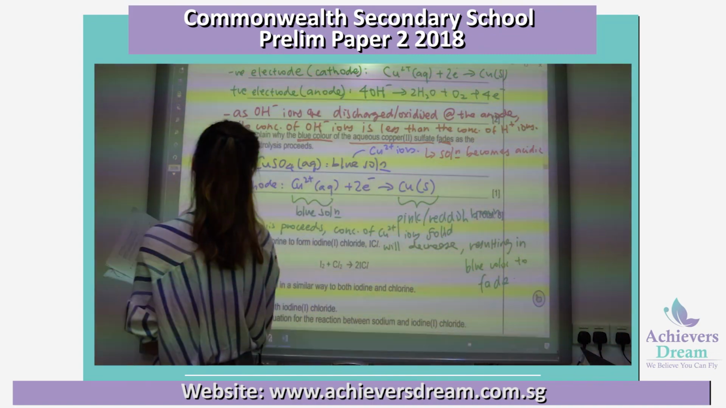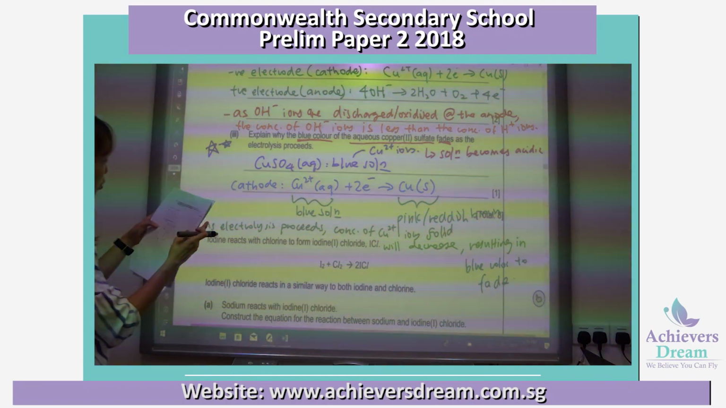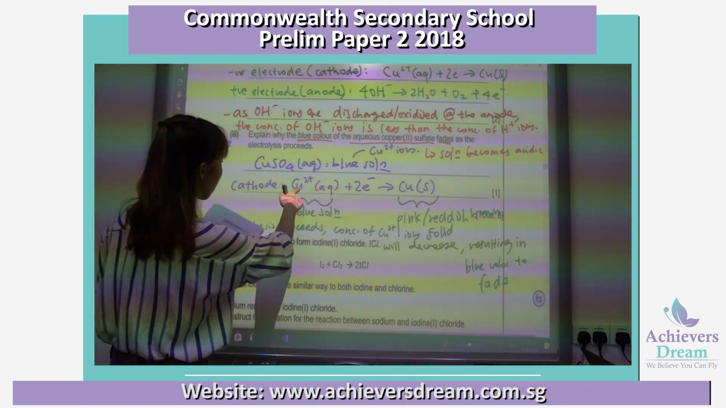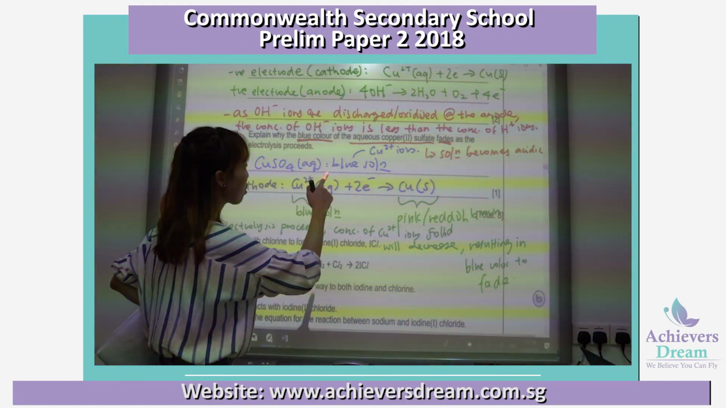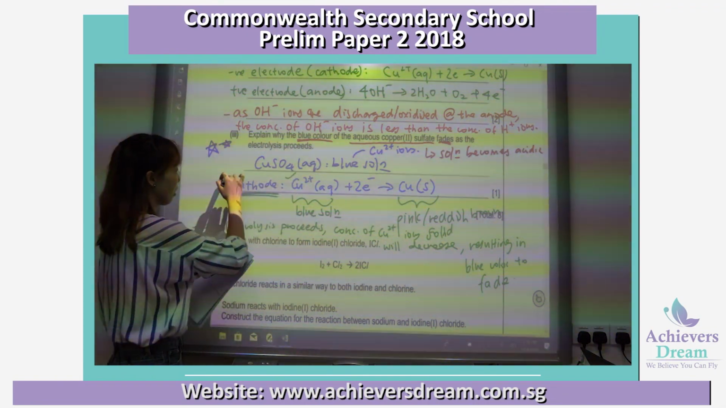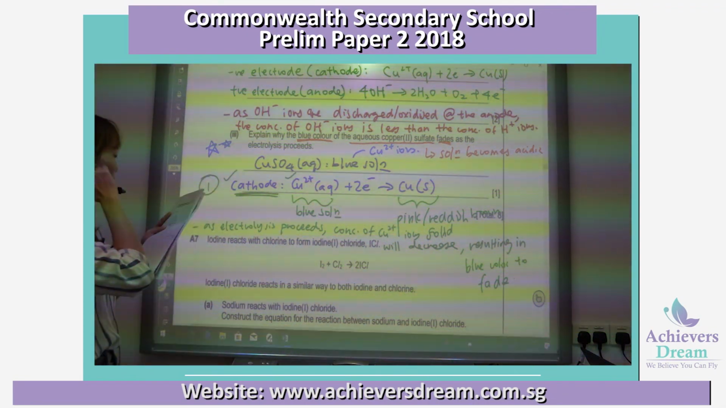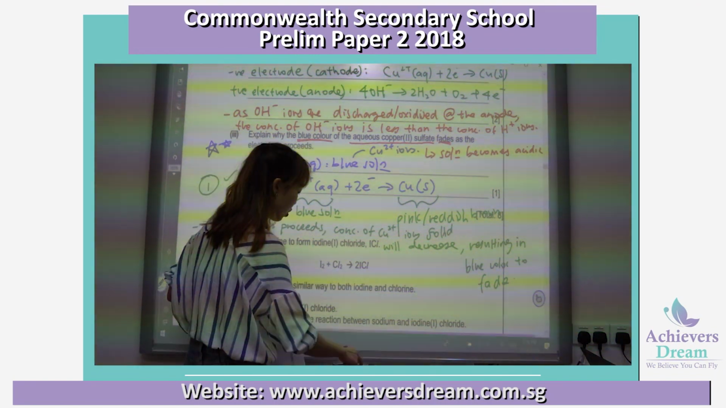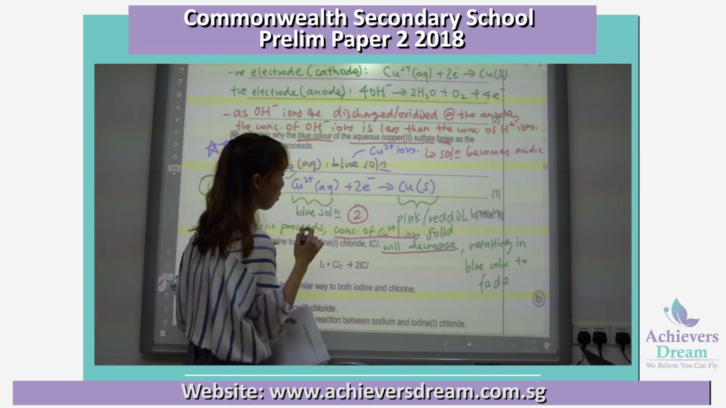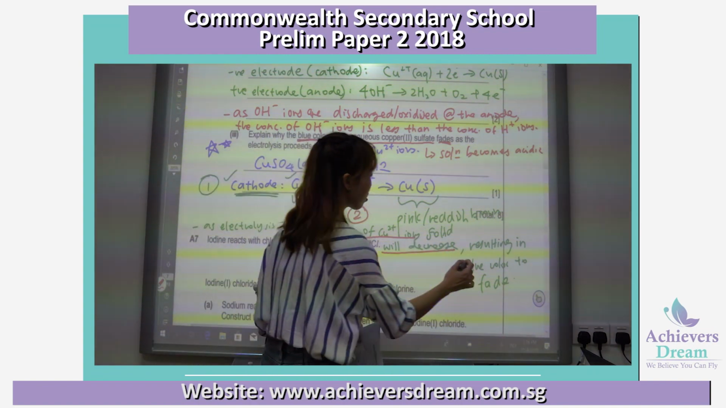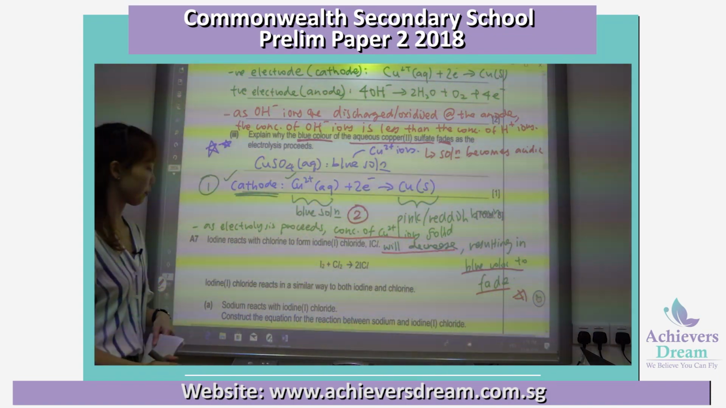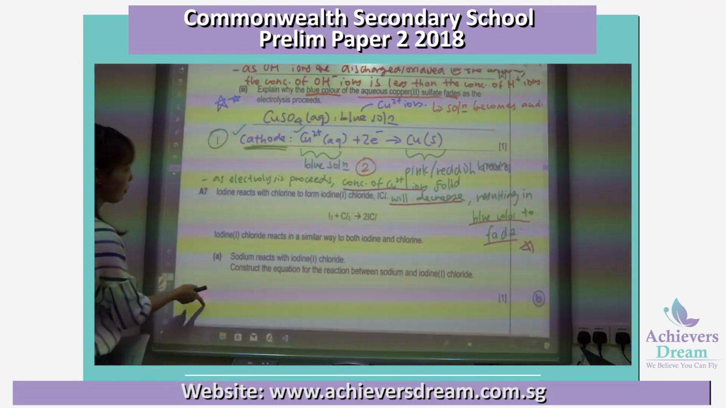So this is how you explain why the blue color of the solution fades. First point, you must say that your copper ions, your Cu2+ ions, are being reduced or discharged at the cathode. Therefore, your concentration of Cu2+ ions will decrease. This is your second point. And this will then cause your blue color to fade. Your conclusion.